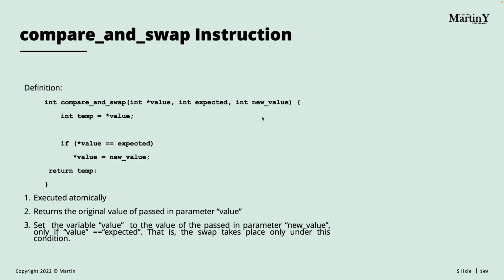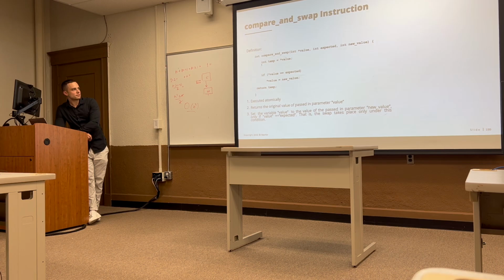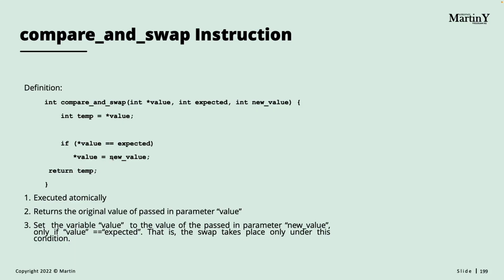Once you enter the function, you create a temporary variable that is equal to the value of the lock. Then if the value of the lock is equal to the value that you expect the lock to have, you update the value of the lock to the new value and take it. The new value is provided by you. Then if another process wants to access it, it will not be able to do so.